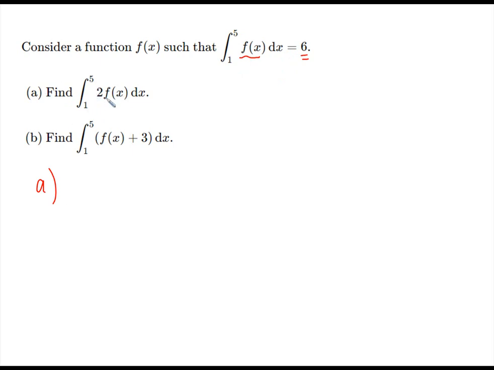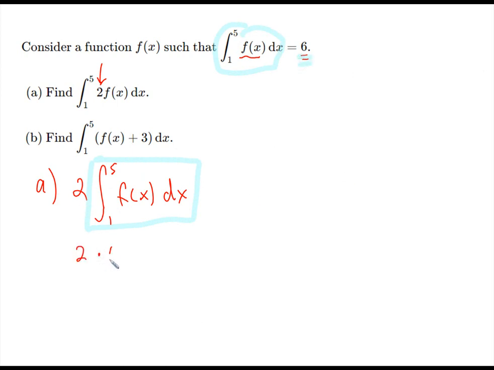Now, part A here, you notice this is a constant, so I can always pull this outside of the integral. So we have 2, and we're integrating f of x dx. Now, we know what this equals, that we're told right here: when you integrate from 1 to 5 of f of x, it equals 6. So basically, this is just going to be 2 times 6, so our answer is going to be 12.